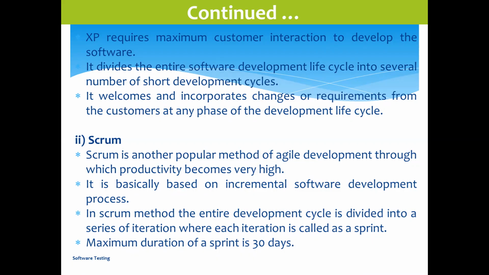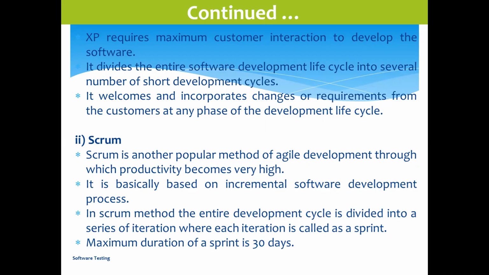If our deliverable is good, then obviously the client will be impressed. That is the main motto here in this Scrum methodology. It is basically based on the incremental software development process. So obviously the Agile model comes from the incremental model. Before the Agile model, the incremental model was there. Now they have added many features to this incremental model, and they have given this model the name Agile model.